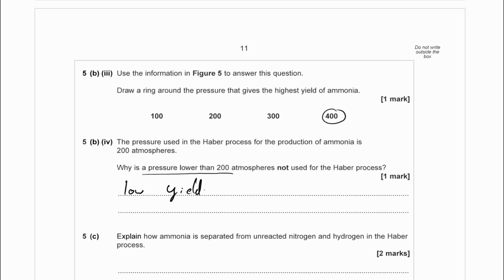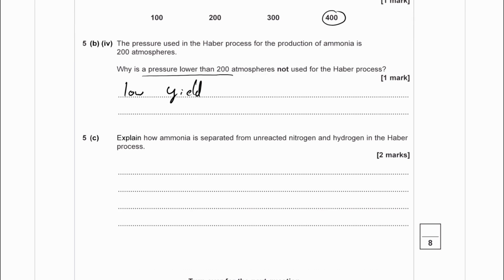What you might be thinking straight away is that the question was going to ask, why don't we use 400? But it actually says, why don't we use a pressure even lower than 200? So you've got to be really careful and read the question there. In 5C, we're asked, how is ammonia separated from unreacted nitrogen and hydrogen in the Haber process?